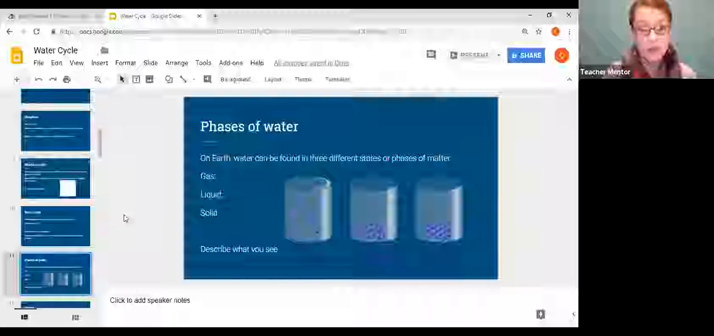All right, so another cool thing about water is the phases or the states of water. So here on Earth, we can find water in 3 different states or phases of matter. We have a gas, we have a liquid, we have solid. So if we look at these 3 states of matter, what do we see? How can we describe these states of matter?